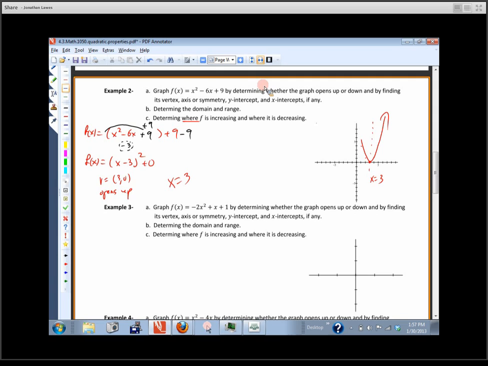Okay. There are a couple ways to do it. Because this is such a nice problem, I could go over 3. How far up am I going to go? I'm going to go up 9.